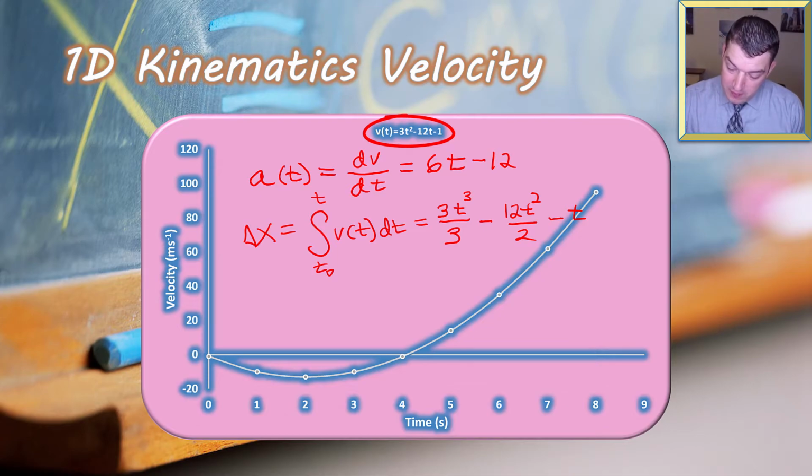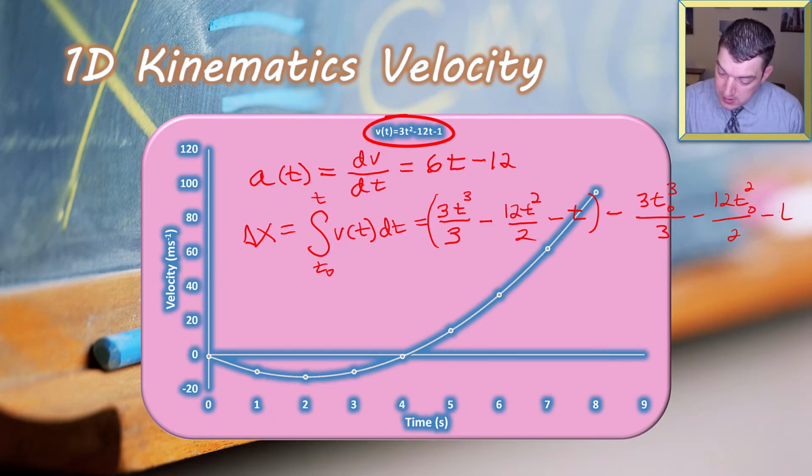And then we'd have to subtract from that. If we were just doing the integral, we'd do that plus the constant c. But since we're doing the definite integral, we subtract from that 3t naught cubed divided by 3 minus 12t naught squared divided by 2 minus t.